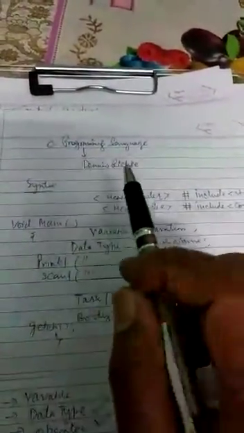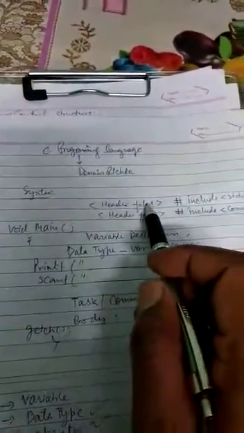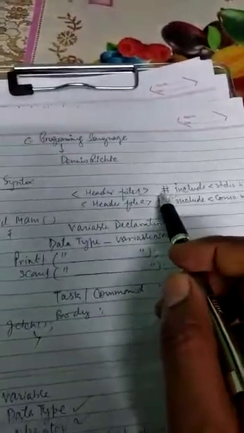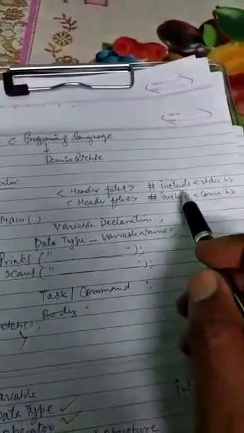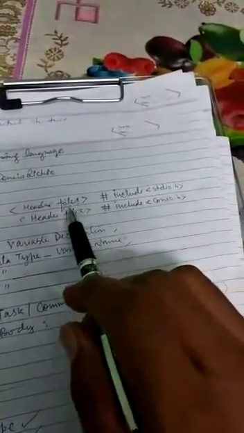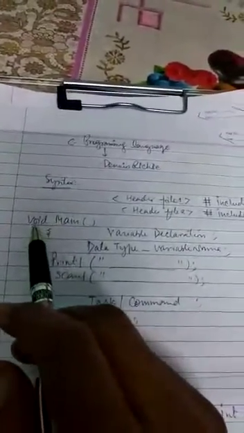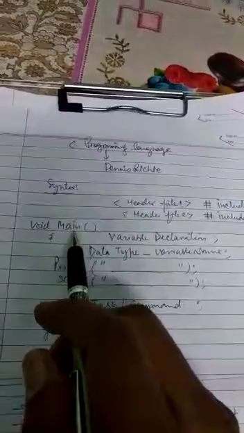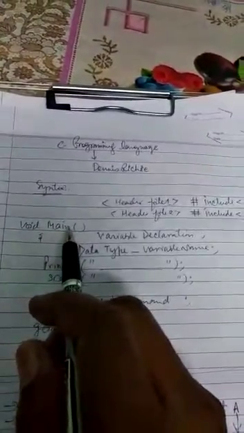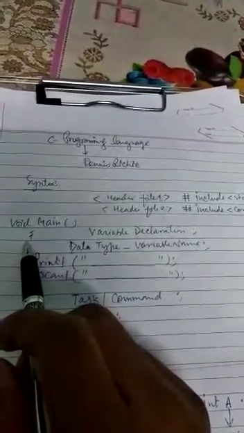The syntax of the C programming language starts with header files. How to declare the header file? First we write the hash symbol, then include, and then stdio.h. Next is hash include conio.h. After that we write the main function. It is the main function of the C program, and then the braces of the main function start.